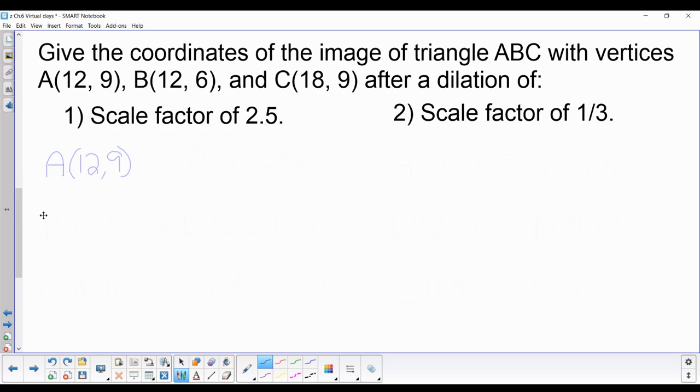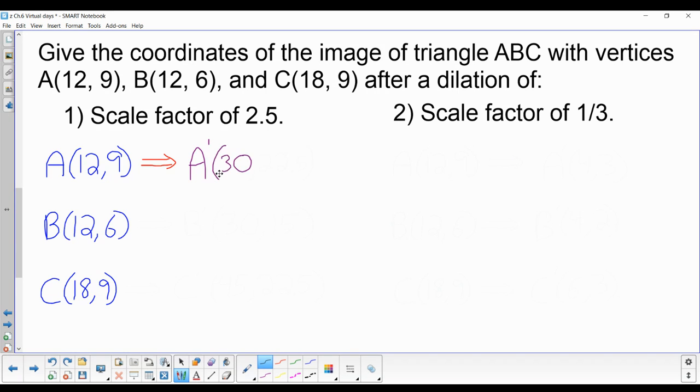So the first thing I'm going to do is write down the original points that I was given. Then to do a scale factor of 2.5, all I'm going to do is get out my calculator on a separate sheet of paper. I'm going to do 12 times 2.5. That gives me an x coordinate of 30. And then 9 times 2.5 gives me a y coordinate of 22.5.